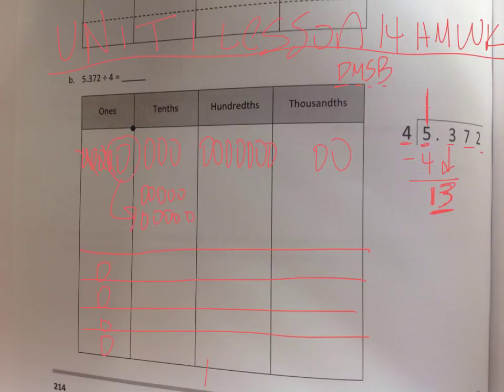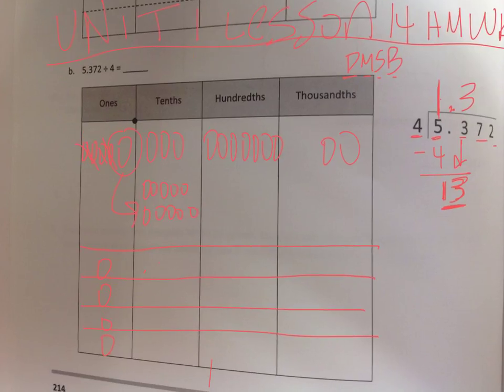I divide. 4 goes into 13. Closest I can get without going over is 3 times. Since the answer is 3, I'm going to put 3 discs in each of these 4 places to represent that 3. 4 times 3 is 12. Subtract, and I get 1. That's this 1 disc I have left over here. I still have the 1 disc left over, and I've used 12 of them with my division.